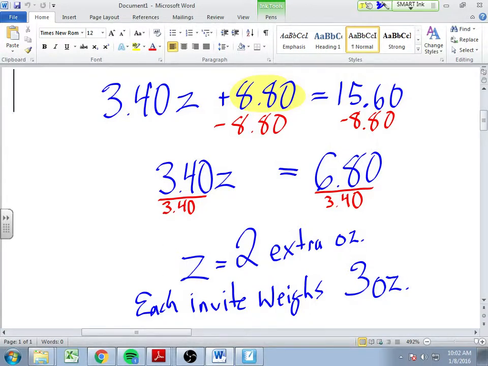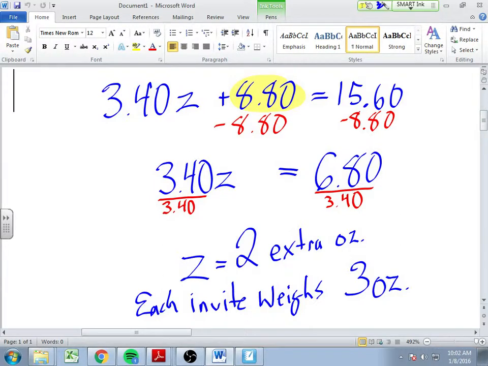Questions on this? Any preguntas? Questions in Spanish? Nathan. Are we supposed to figure out how much each invite costs? No, just the weight of each invite. Because if you wanted to find out how much each invite cost, you could just take your total price and divide by 20.